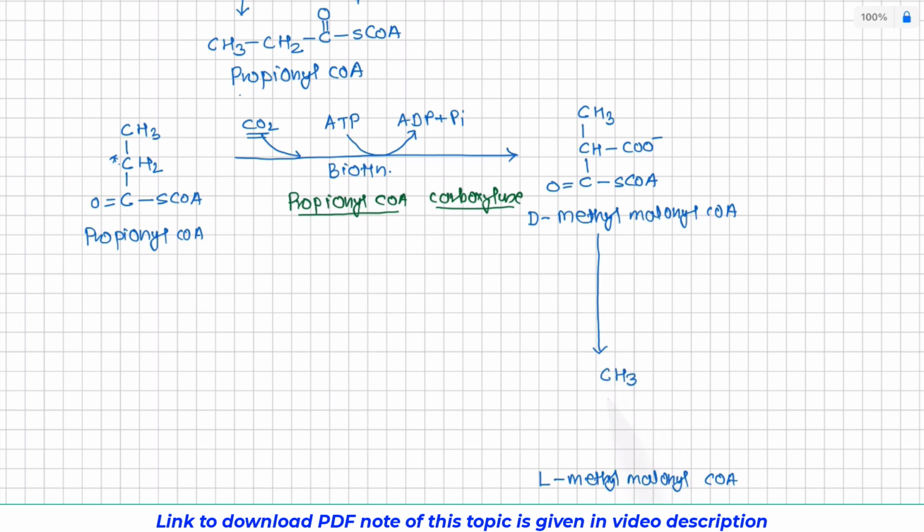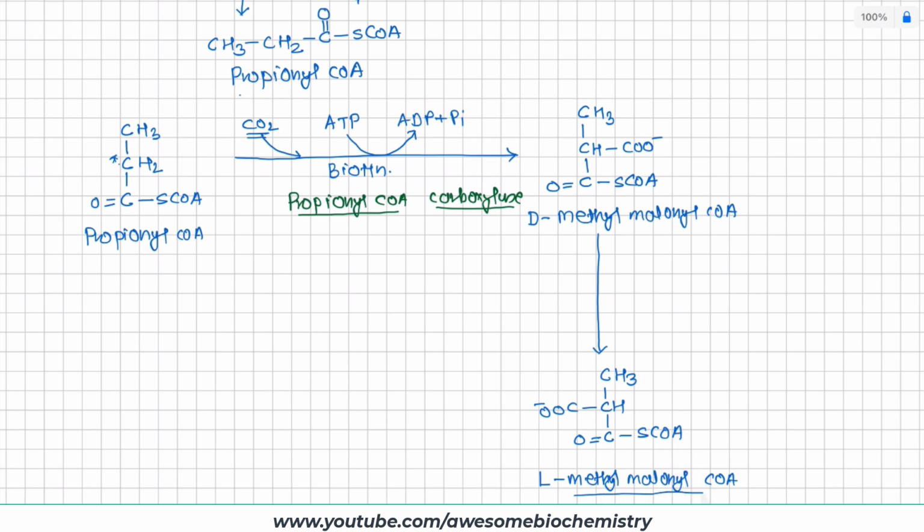So we have first the CH3, second one is the CH. Now instead of this C double O on right, we have C double O on left. And the third carbon is unchanged. So C with C double bond O and S-CoA. So this is the structure of L-methylmalonyl coenzyme A. Remember, nothing is added or removed in this reaction.